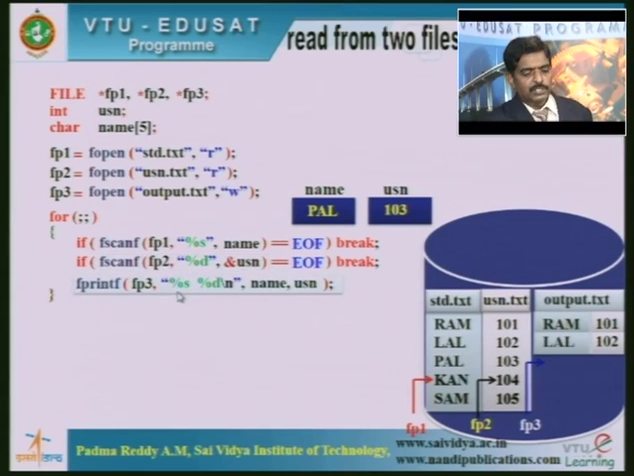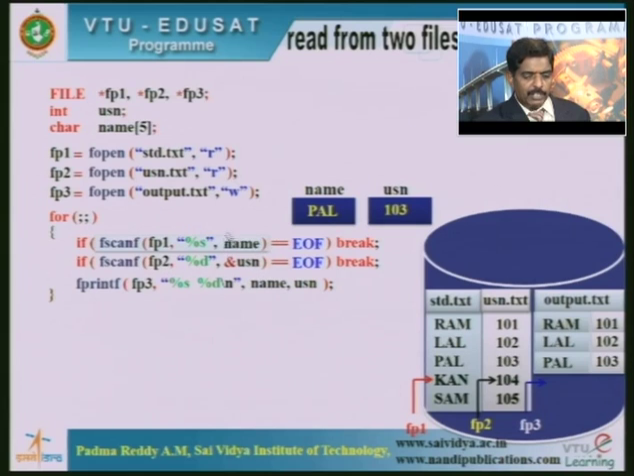Now, when we execute this fprintf statement, we write into fp3. Name and usn have to be read and written into fp3. Now, the pointer points to the end of the file. Again, we go back. When we execute this, we read from fp1. What is fp1? Con. Con is read from the file and copied into name. Next, the pointer automatically points to the next name.